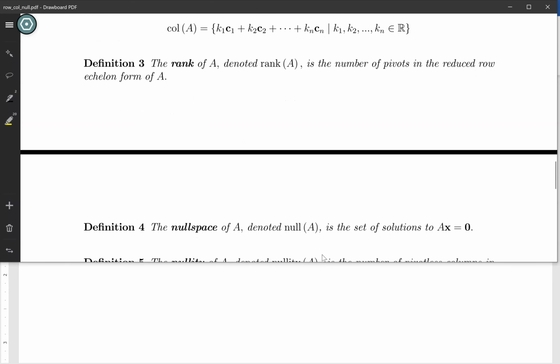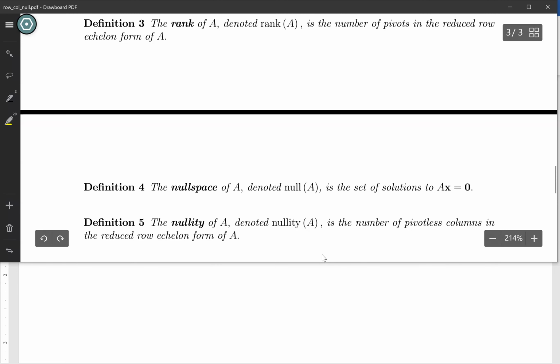The next definition, another space associated with a matrix, is the third space that we're going to talk about in this particular section, and that's the null space of a matrix, denoted null of A. This is something that we've already studied. We've talked about the null space, we just haven't called it that before. The null space is just the set of solutions to the associated homogeneous system. So if you think of A as the matrix of coefficients for a homogeneous system, then the null space is just the set of solutions to that system. And then finally, the nullity of A, which we define oh so cleverly as nullity of A, is the number of pivotless columns in the reduced row echelon form of the matrix.